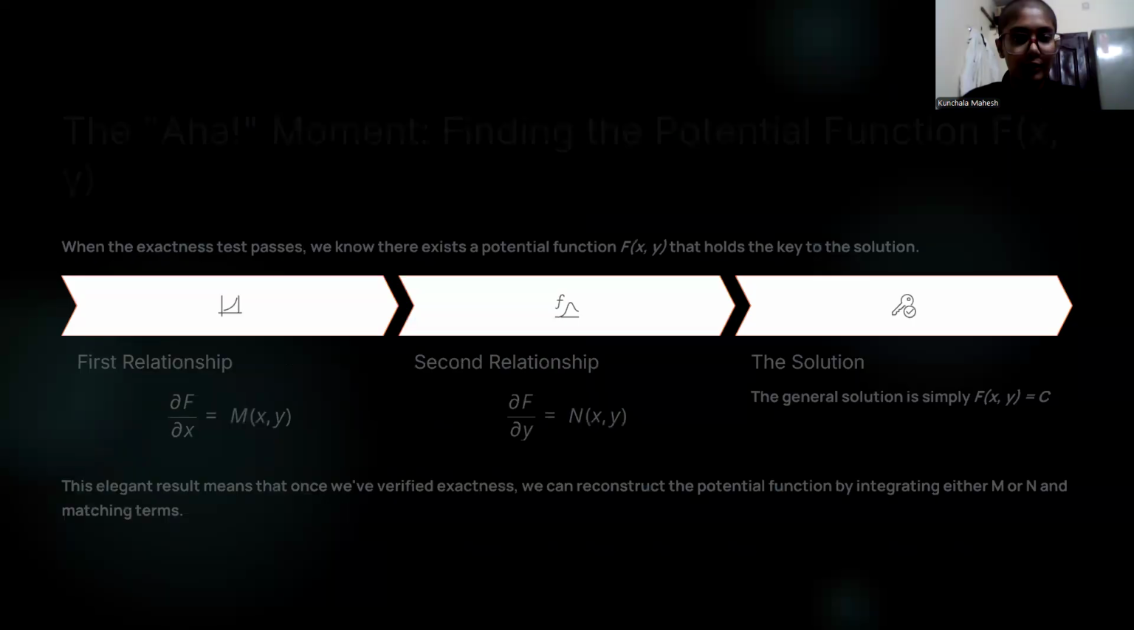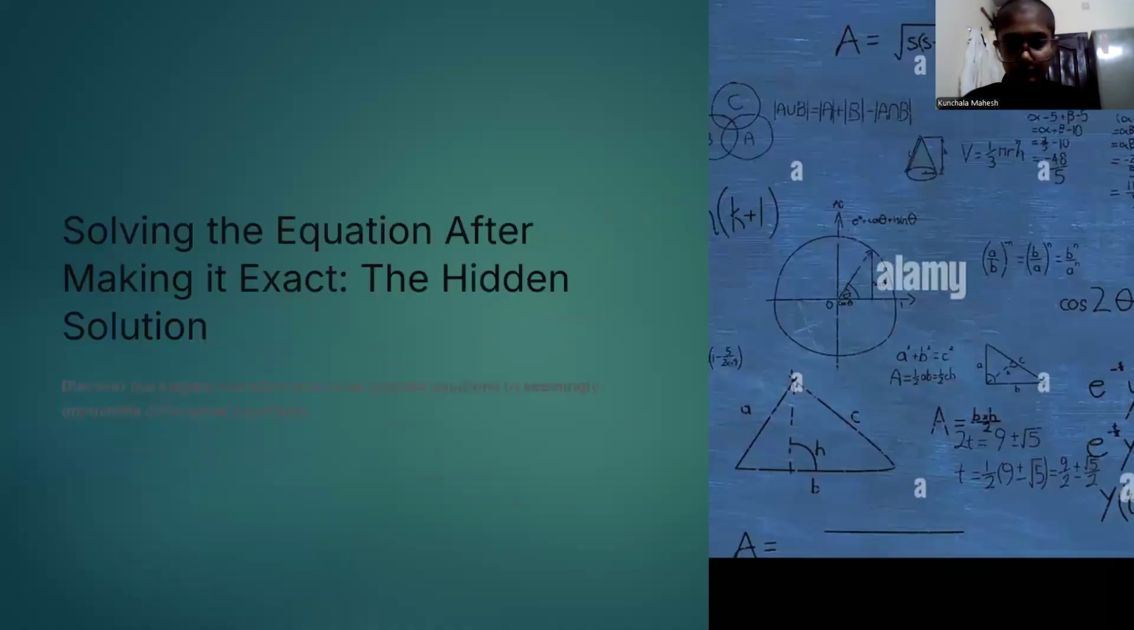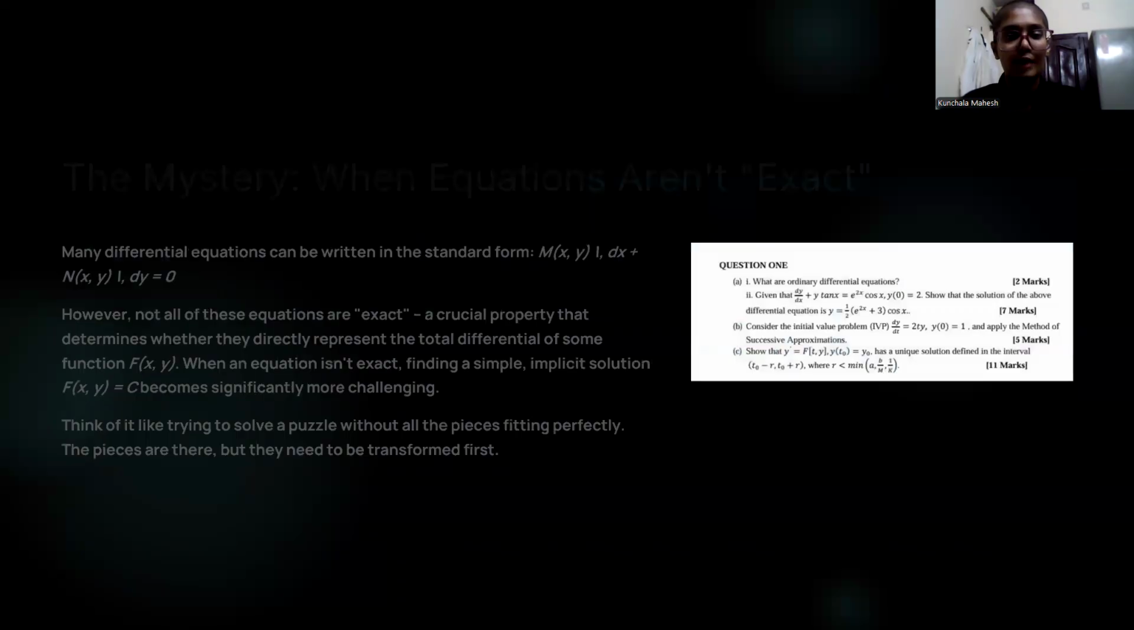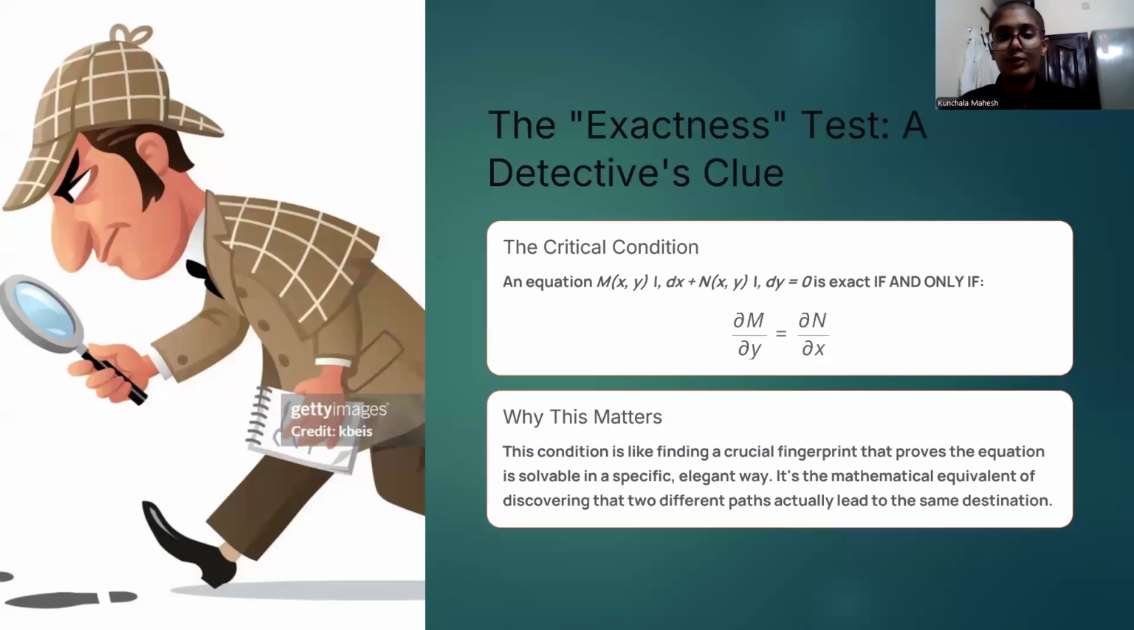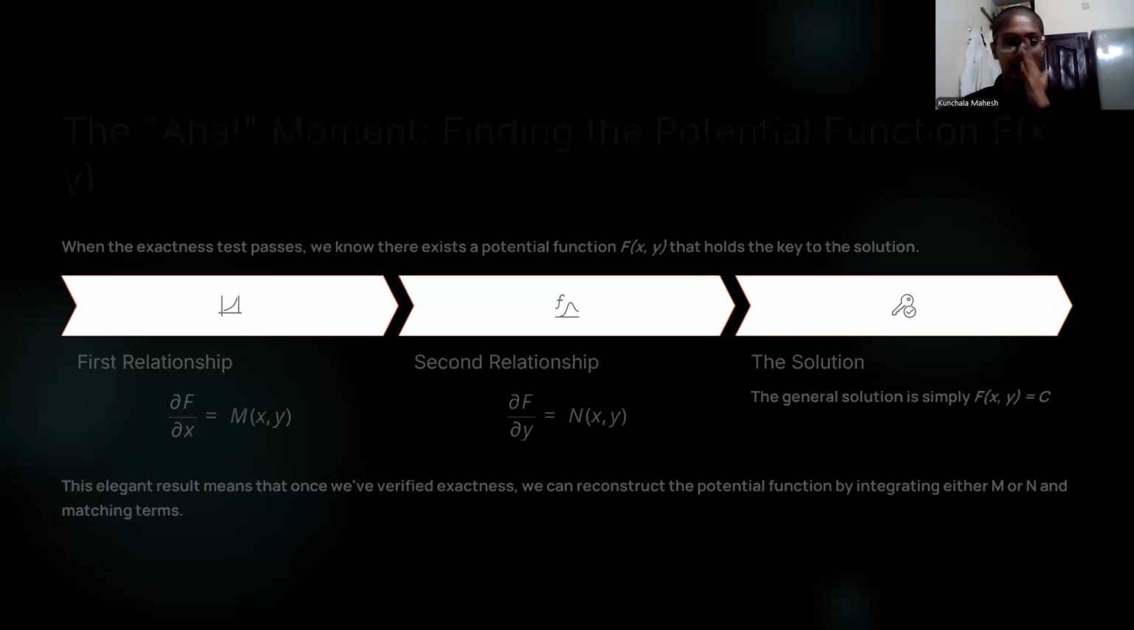Let's recall what we have discussed before. We discussed how to solve the equation after making it exact, the hidden solution. And then we discovered the mystery when equations aren't exact, which is ∂M/∂y not equal to ∂N/∂x. You have to apply the exactness test, which is ∂M/∂y equals ∂N/∂x. The equation M of x, y dx plus N of x, y dy equals 0 is exact if and only if this condition is satisfied.